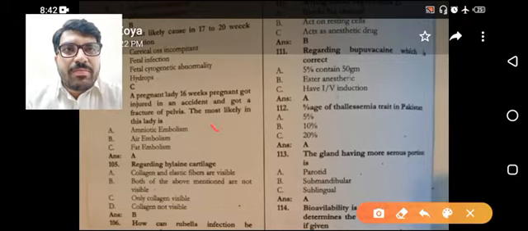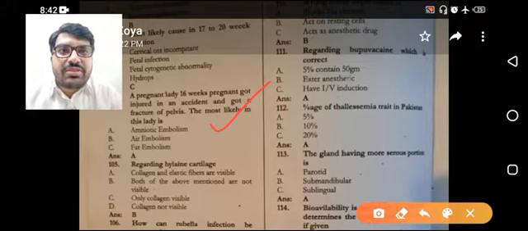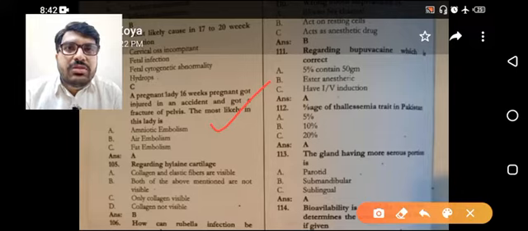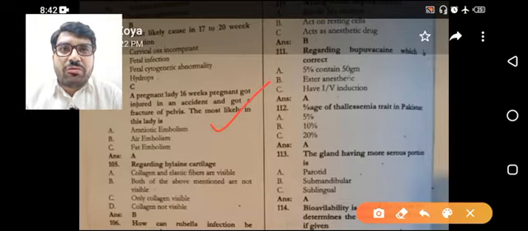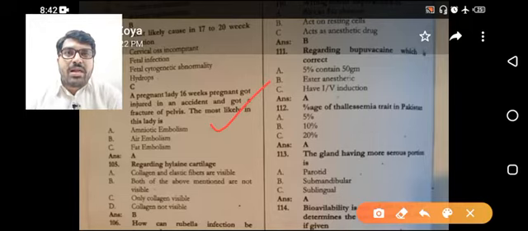A pregnant lady, 16 weeks, got injured in an accident and there is a fracture of the pelvis. Now remember the trimester-wise: if they are giving you a scenario like this, 16 weeks is a very early pregnancy, and the amniotic fluid at this time is not that much to give you amniotic fluid embolism, although there are cases in the first and second trimester as well, but this is fat embolism.